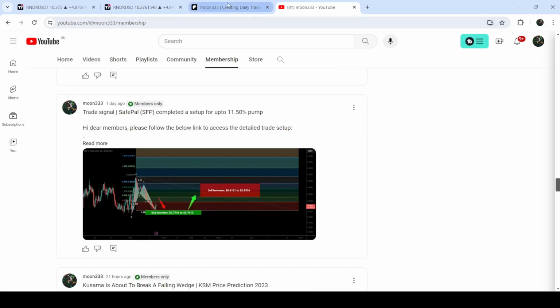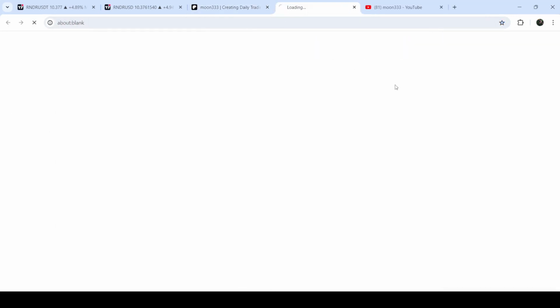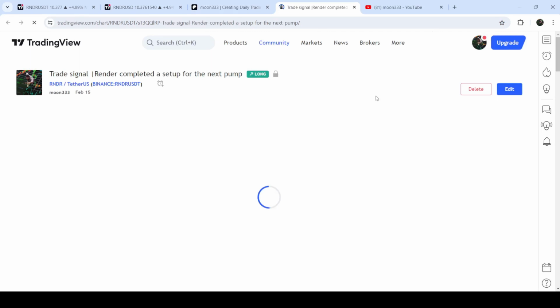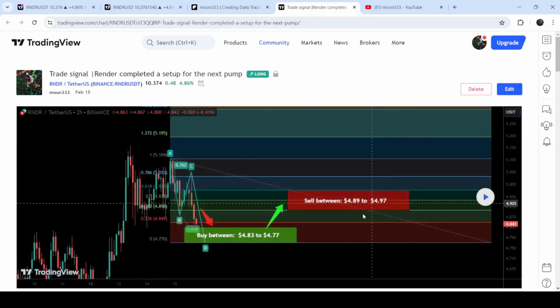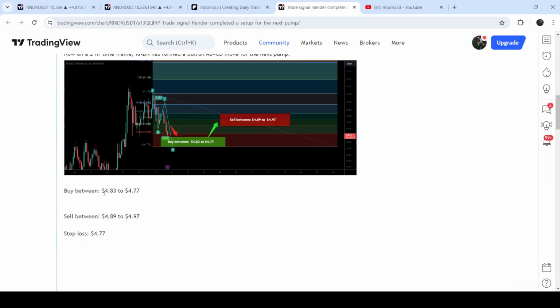First of all, let me begin with my most recent trade signal for RNDR that I shared, by the way, on 15th of Feb 2024 with my members. And that was a harmonic bullish reversal AB equal to CD move that RNDR formed on a 2-hour time frame chart with the US dollar pair. And this was a complete trade setup. This was the buying zone and sell target zone and the stop loss.